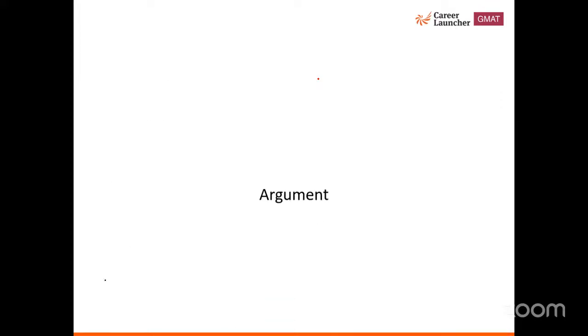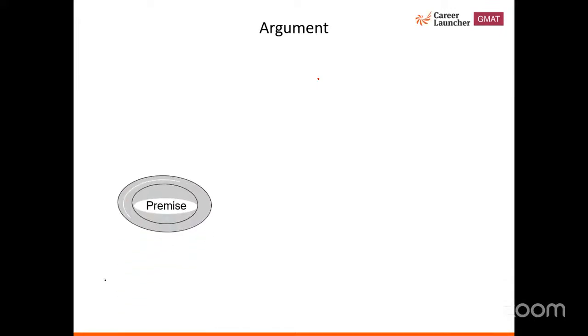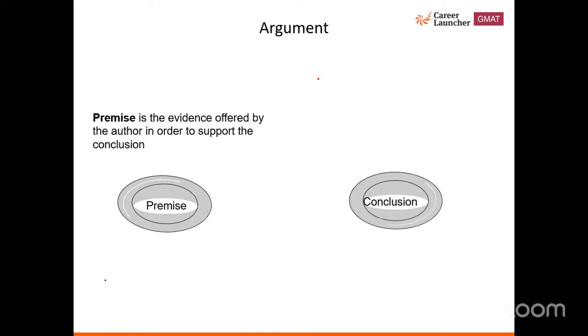Now, all these questions are based on arguments, as I said, right? So the first thing that we need to understand is what an argument is. Any typical argument is made up of two components, a premise and a conclusion. Premise is the evidence that is provided by the author in order to support, and conclusion is the main point, the central idea, the key point that the author presents. Premise is the evidence upon which the conclusion is based.